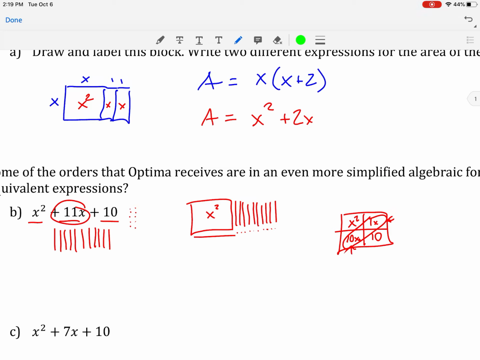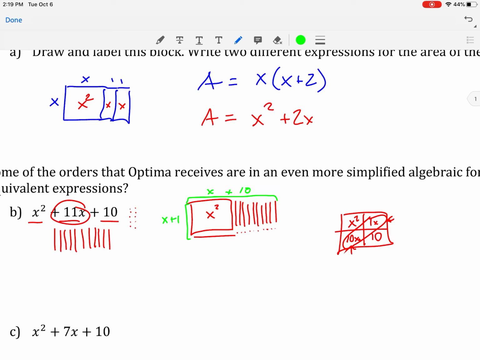I want to know what the side lengths are. I already know what the whole area is. I want to know the side lengths. So visually, if you look at it here, you can see this has a length of x here and then 10 blocks over here. So x plus 10. And then the length over here is x, and then we have 1 block over here. So that would be x plus 1.